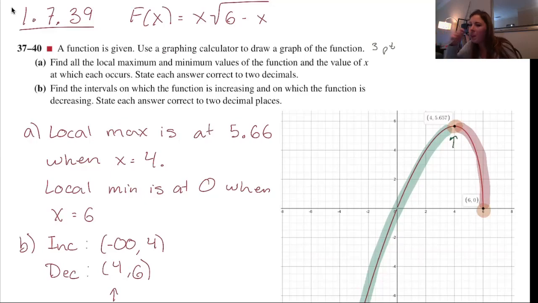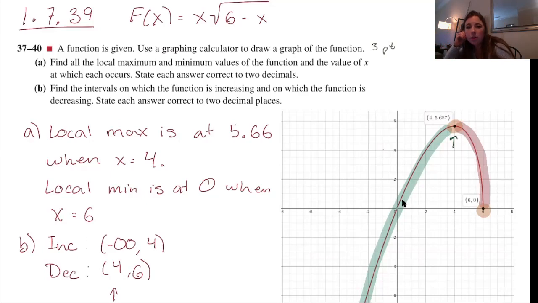On the graph? Oh my God, I just got 3 different answers.